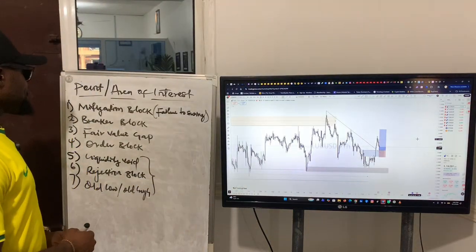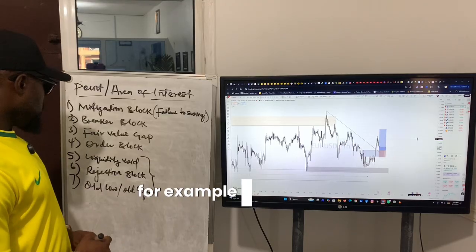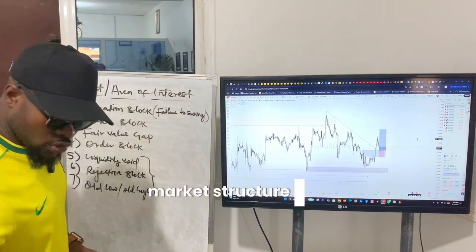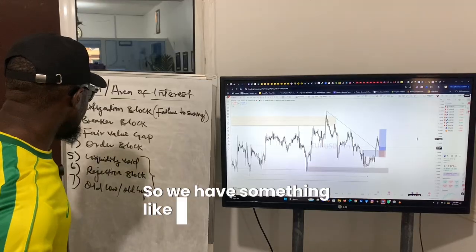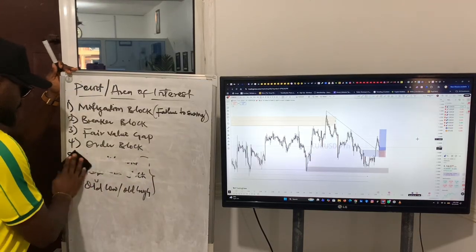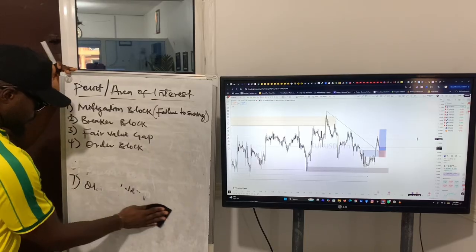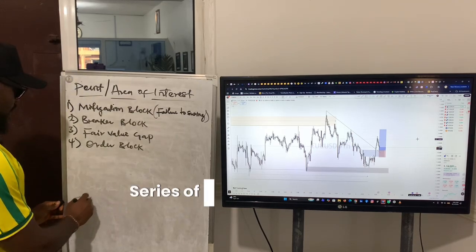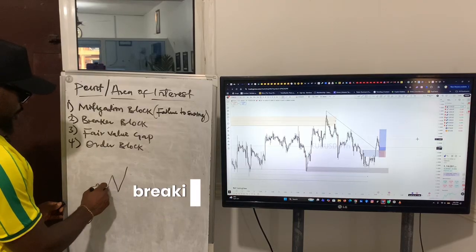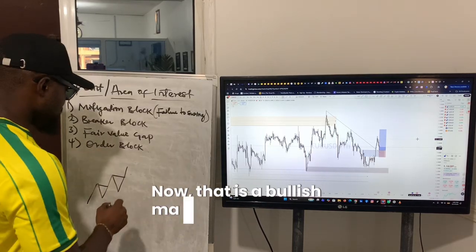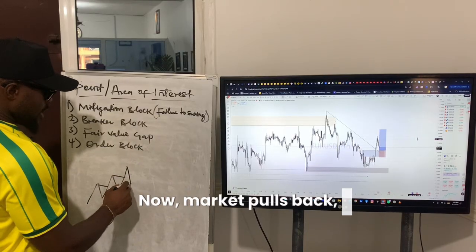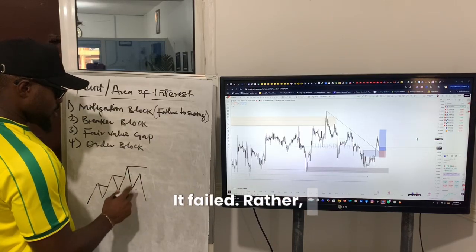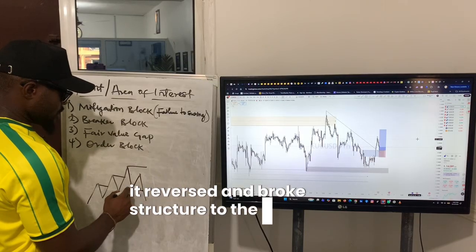So before now, for example, we want to look at a bullish market structure or a bullish trend. So we have something like this. Series of higher highs and higher lows, breaking structure to the upside. Now that is a bullish market. Now market pulls back, expecting to push higher to break this structure to the upside. It failed. Rather, it reversed and broke structure to the downside.